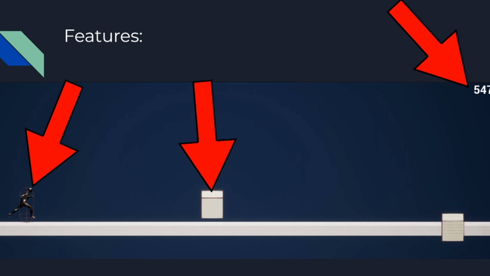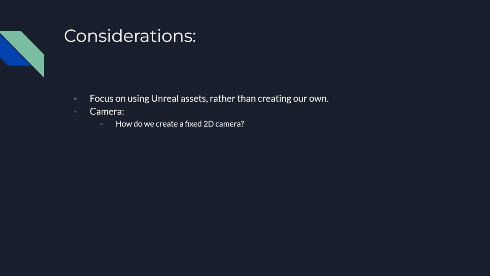So if those are our main features, what are our considerations? We have a lot of different considerations to make here, but first, a simplification. We're going to be focusing on using Unreal's assets rather than creating our own. I feel like if we use the built-in player character that already has animations built, that's going to take a lot of the headway out of our project, and then it's better to just offload that responsibility so we can focus on learning the engine. Moving into our features specifically, for our camera, we're going to need to figure out how we can create this fixed 2D camera that we can use in our game.